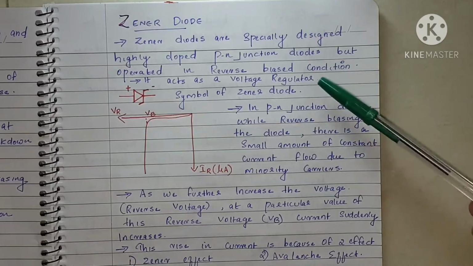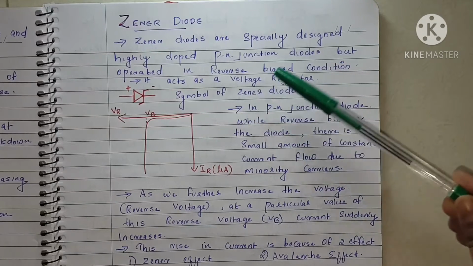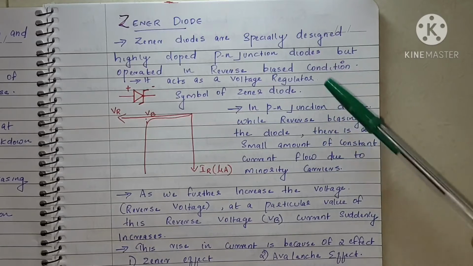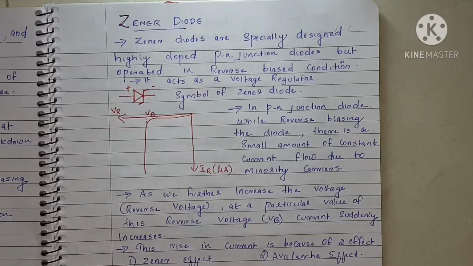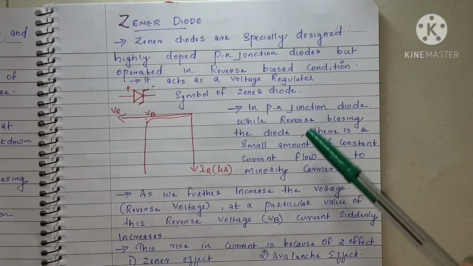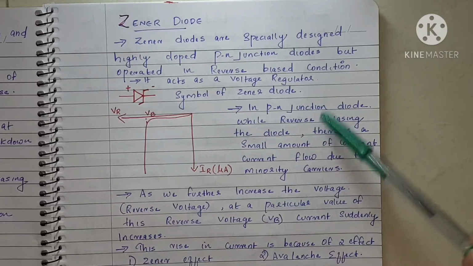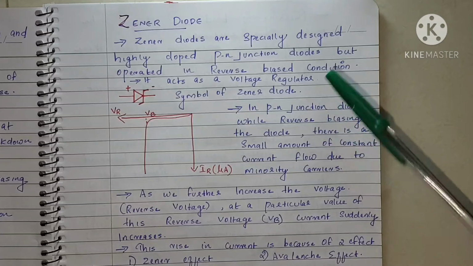What is a Zener diode? They are specially designed, highly doped PN junction diodes but operated in reverse bias condition. We already discussed the PN junction diode in my last video, about the biasing, the two types of biasing in a PN junction diode. One is forward biasing and the other one is reverse biasing.